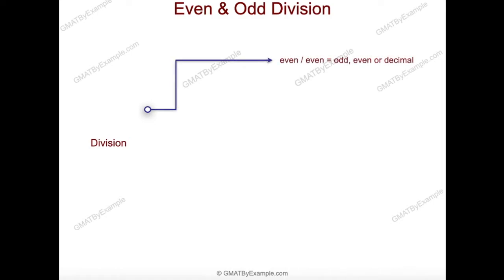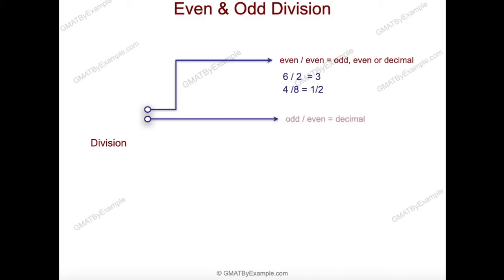So first, what happens when you divide an even number with another even number? The result could be an even number or an odd number or even a decimal. I have given two of the examples here, two of the three possibilities here. 6 divided by 2 is 3, so an even divided by even is an odd. And 4 divided by 8 is 1 by 2, which is 0.5, a decimal.